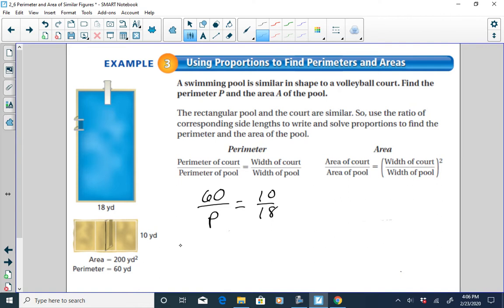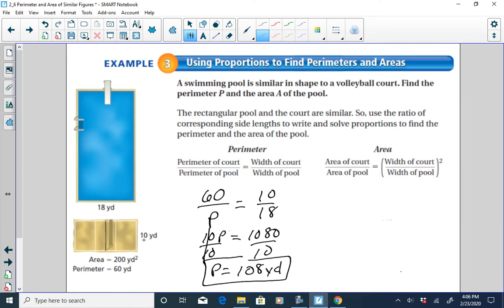A proportion is two equivalent ratios. We cross multiply. P times 10 is going to be 10P. 60 times 18 is 1080. We want to divide both sides by 10. P is going to be equal to 108, and those are yards. So the perimeter of the pool is going to be 108 yards. Let's see how that's going to work if we use the same idea, but the rule for area. The area of the court. Well, the area of the court is given as 200 square yards.